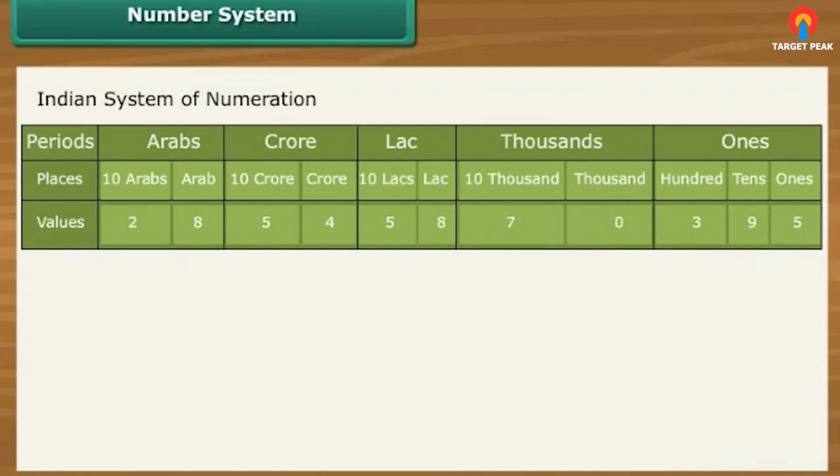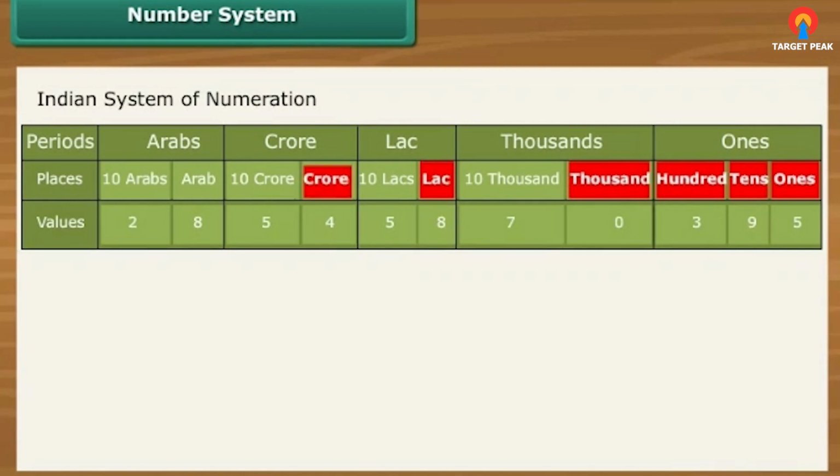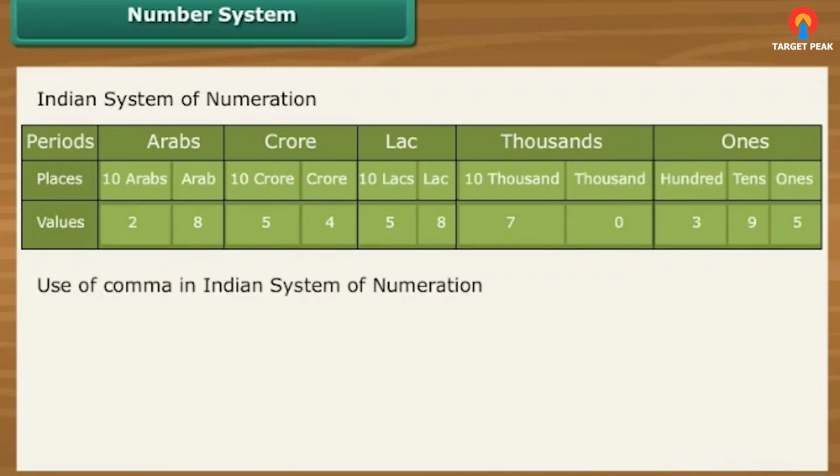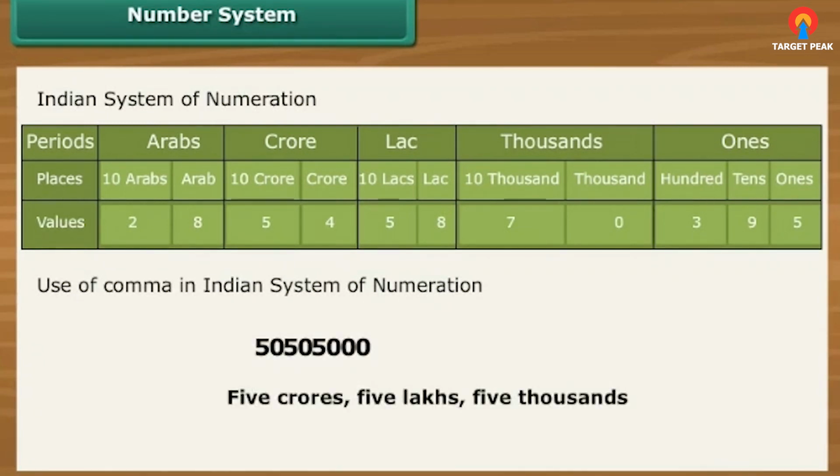Number system. In our Indian system of numeration, we use ones, tens, hundreds, thousands, and then lakhs and crores. Commas are used to mark thousands, lakhs, and crores. The first comma comes after the hundreds place, 3 digits from the right, and marks thousands. The second comma comes 2 digits later, 5 digits from the right. It comes after the 10,000s place and marks lakh. The third comma comes after another 2 digits, 7 digits from the right. It comes after 10 lakh.